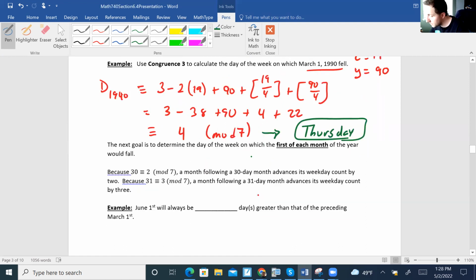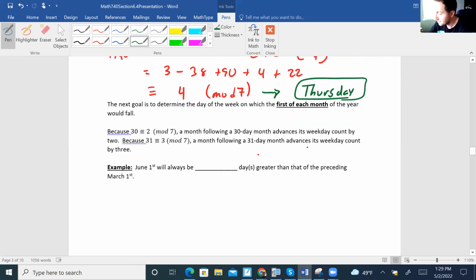Okay, so that gives us an algorithm for calculating March 1st of any given year. What if we wanted to know June 1st or August 1st, the first day of some month that wasn't March, December 1st? If we know what March 1st was, there's a nice clear-cut way that we can add on a specific algorithm to figure out how many extra days the first of each month would require, what that addition would be. And it stems from knowing that 30 is congruent to 2 mod 7.